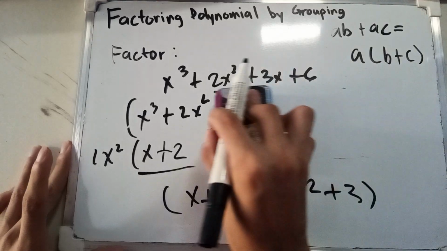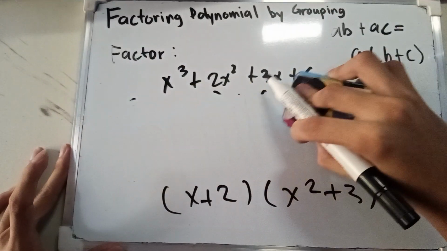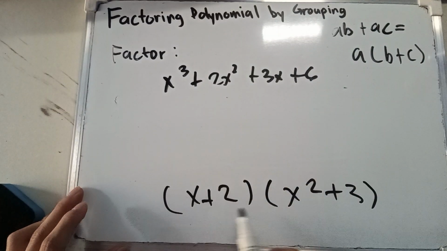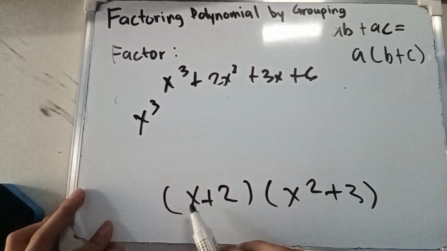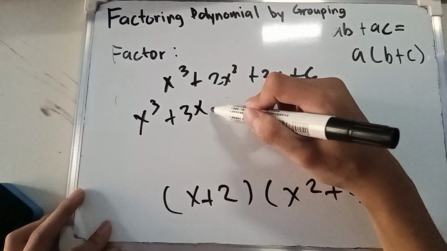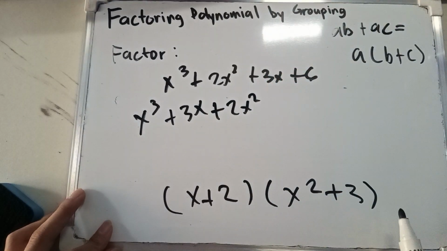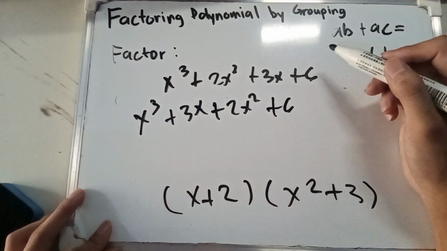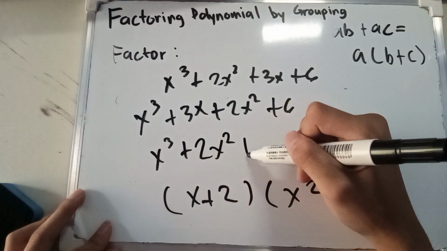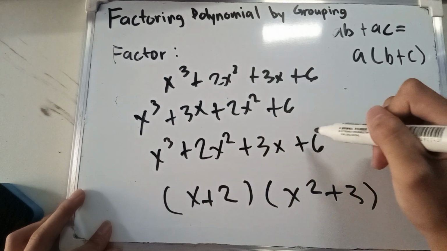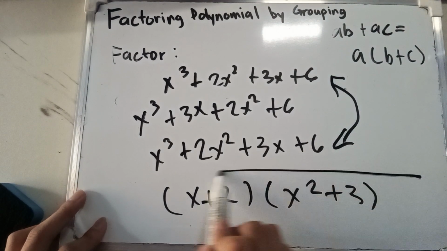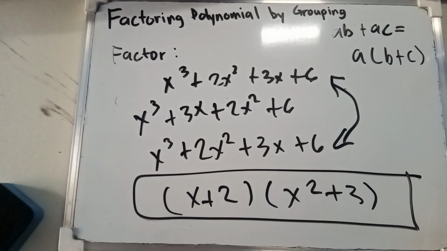So if you want to check, we can do it by multiplying. So x times x squared is x cubed, x times positive 3 is positive 3x, positive 2 times x squared is positive 2x squared, positive 2 times positive 3 is positive 6. Okay, so rearrange, we will have the same polynomial. So therefore this is our factor.